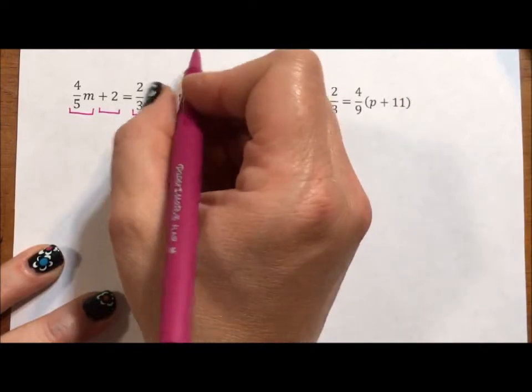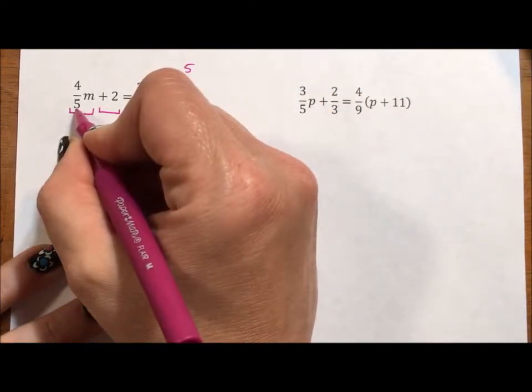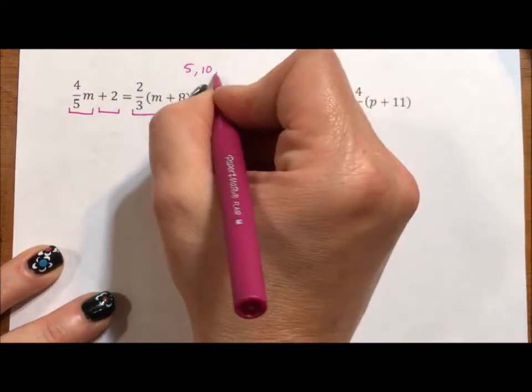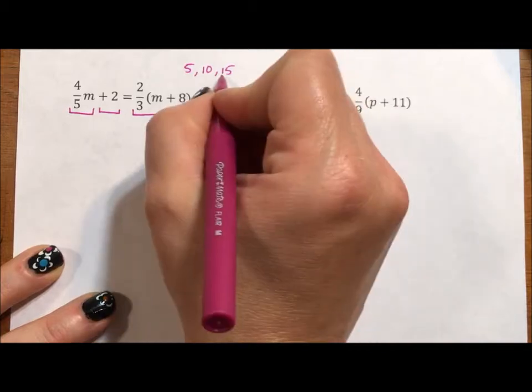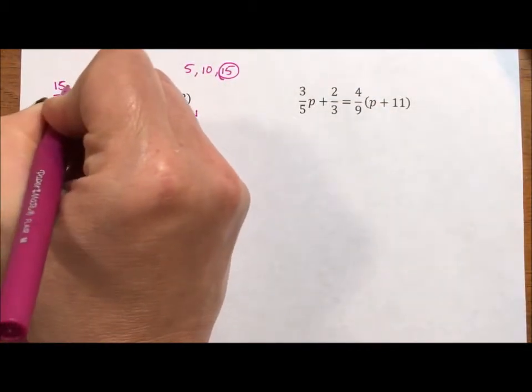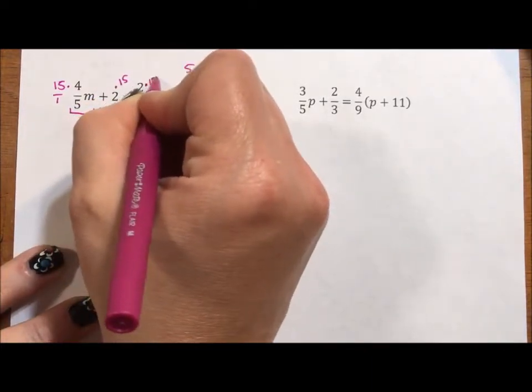Well, if I start counting at 5, 3 doesn't go into 5. I start with my bigger denominator. 5 plus 5 is 10. 3 doesn't go into 10. 10 plus 5 is 15. 3 does go into 15. So I'm going to multiply 15 over 1 to each of my terms.